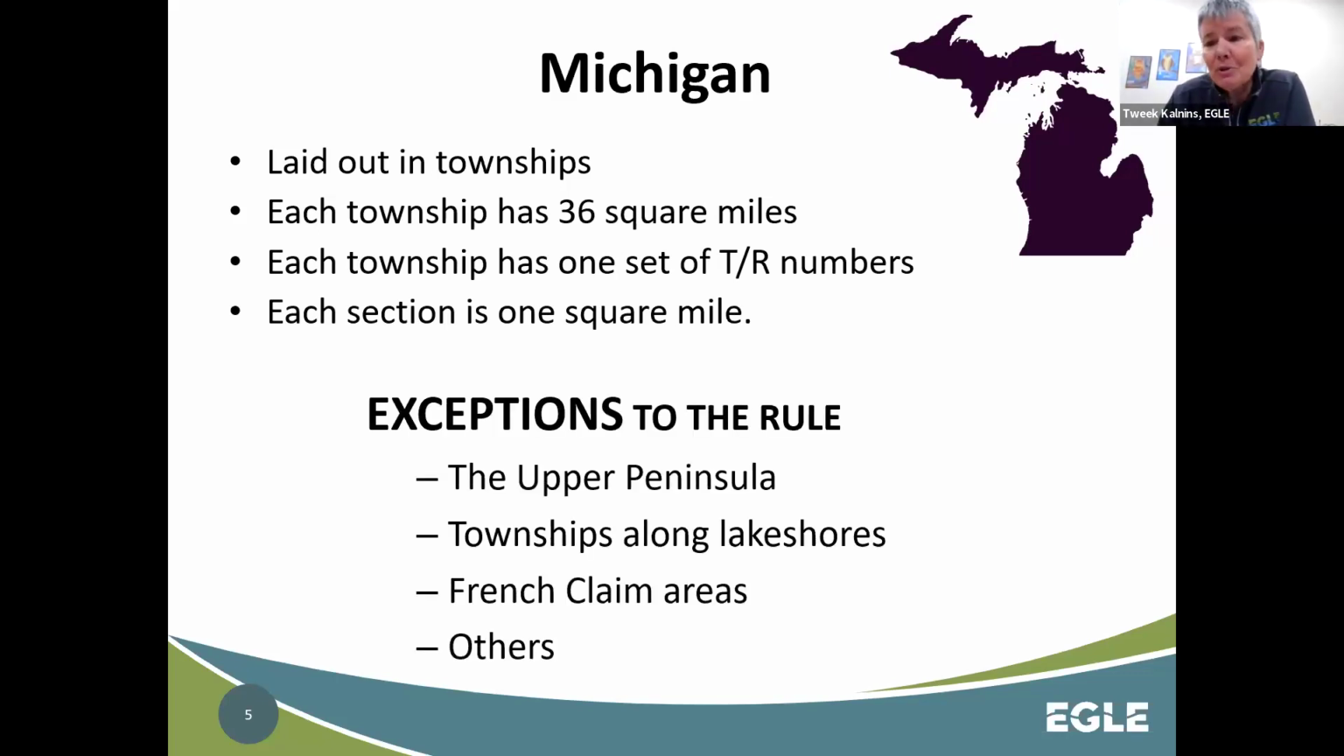Now there's exceptions to the rule. Like I said, there's areas all around. These are just some examples up in the UP, townships along lake shores. This is where you start getting multiple sets of town range numbers for each township. There's French claim areas like down in Monroe County or way up north on Boblo Island. Those are just some examples where they don't have town range section. They have long French claim lots.